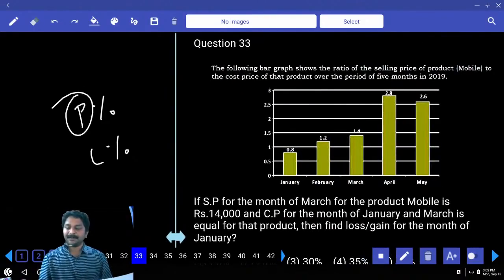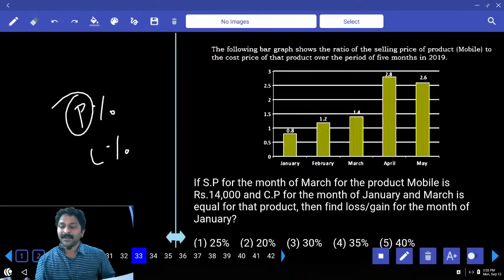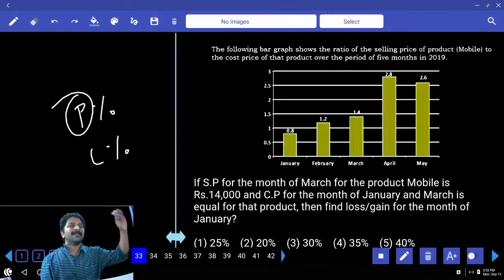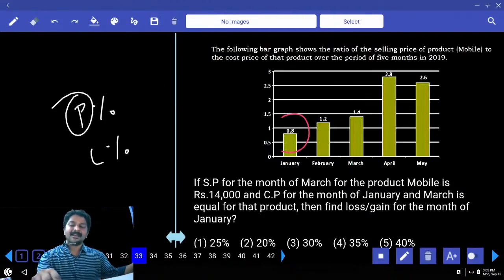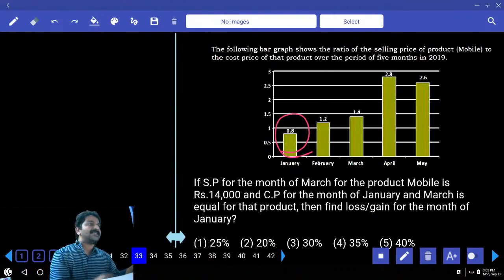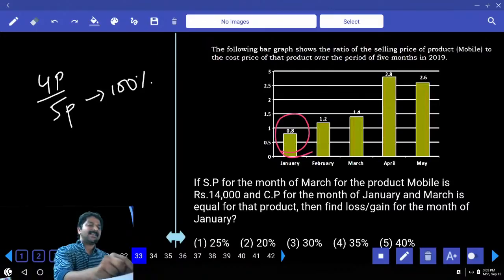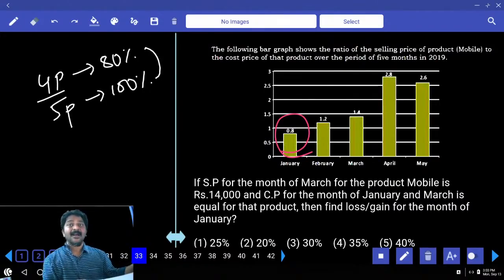Next, if the selling price for the month of March for the product mobile is 14,000, and the cost price for the months of January and March is equal, find the loss or gain for the month of January. Okay. Cost price may be any number, I don't care. Here, for January, we were given the ratio as 0.8, that means 4/5. So 5 parts is cost price, which is equal to 100%. Selling price is equal to 4 parts, that is equal to 80%. What is made? Loss. How much percentage loss? 20% loss, second option, final answer.